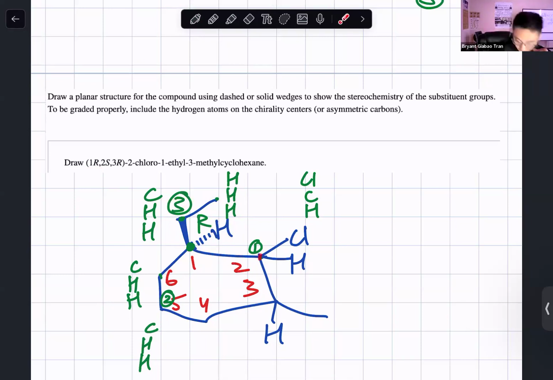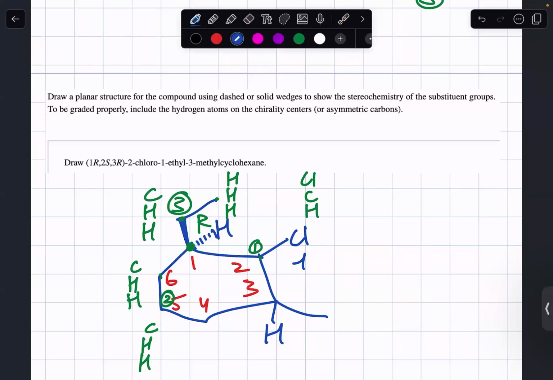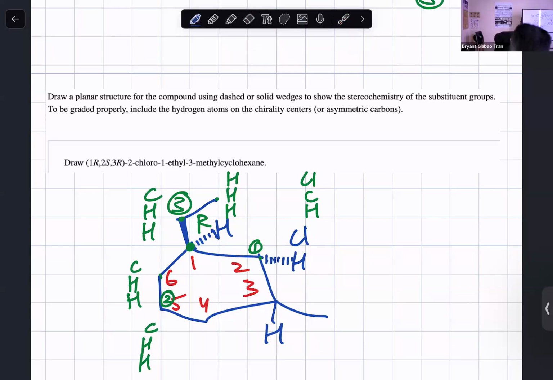Try 2. 2 is S, so would we always start with the lowest priority as a dash? Not always, because sometimes that would make it R or S, depending on what you want. So you could start it off as a dash, and then see if it gets you what you want. If it doesn't, just flip it. Okay, we'll start the hydrogen as a dash and then chlorine as a wedge.